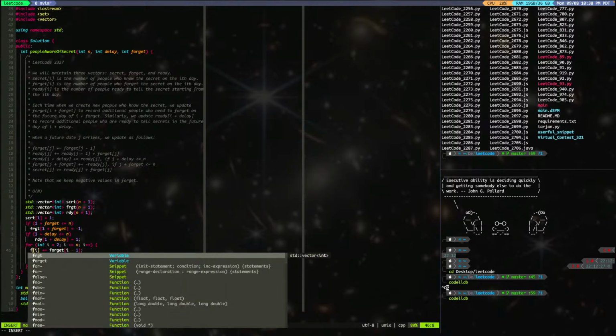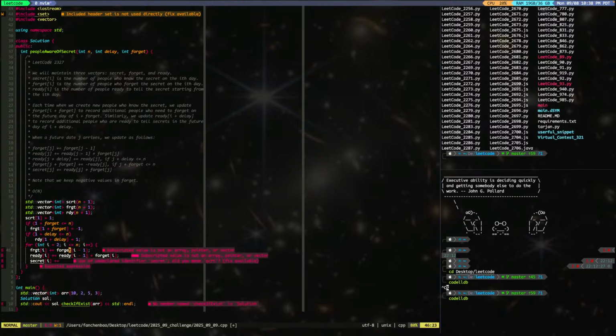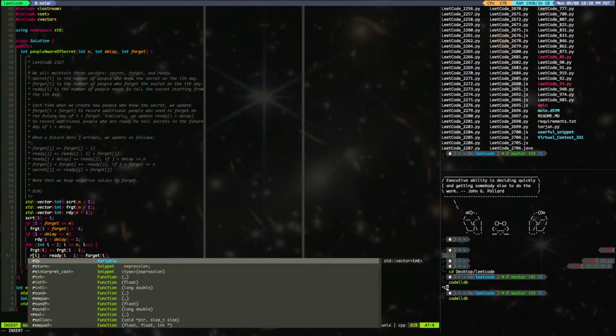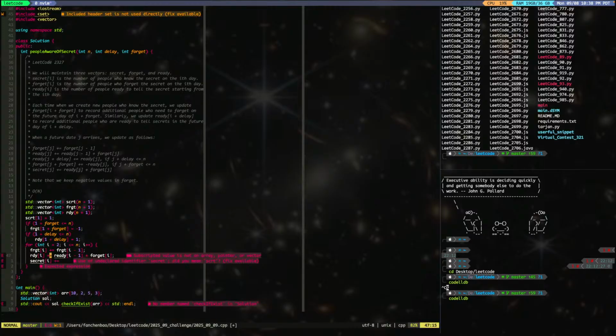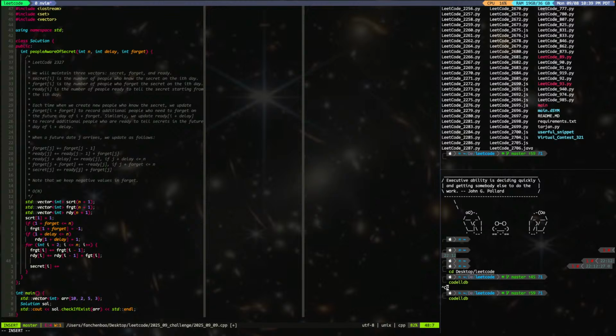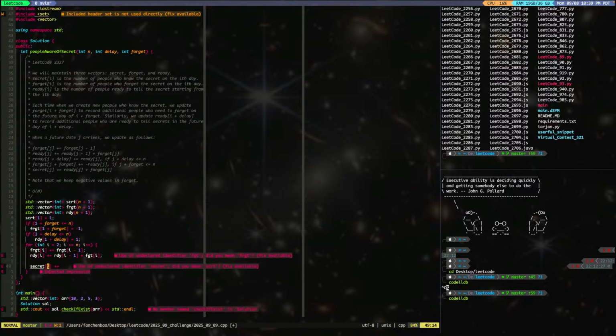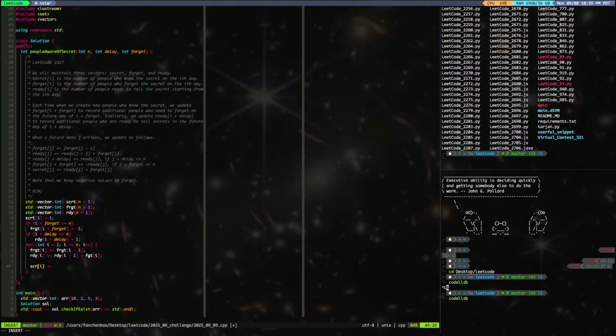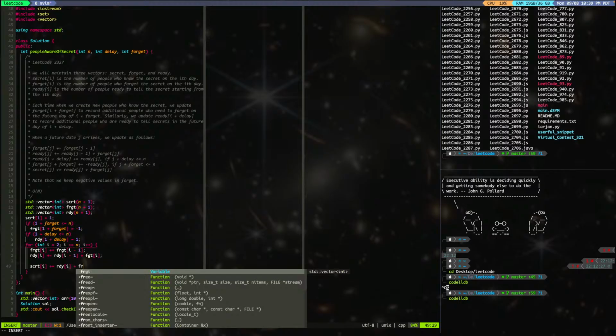Okay, so forget is very straightforward. Ready plus equal to ready plus forget. Okay, and then we need to update. This is also straightforward. Secret I plus equal to ready I plus forget I.